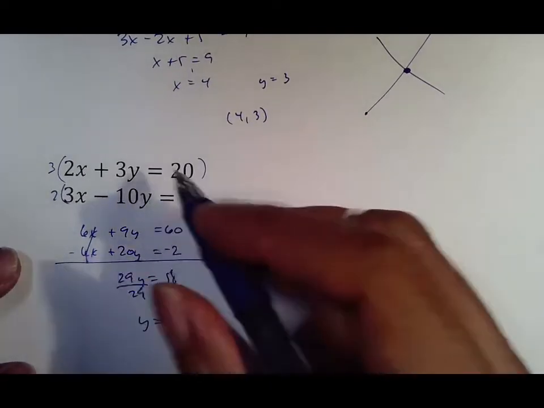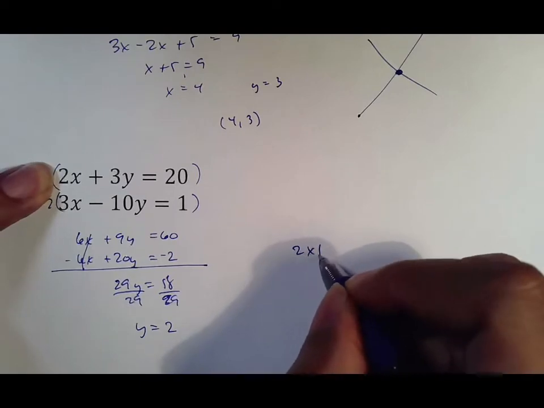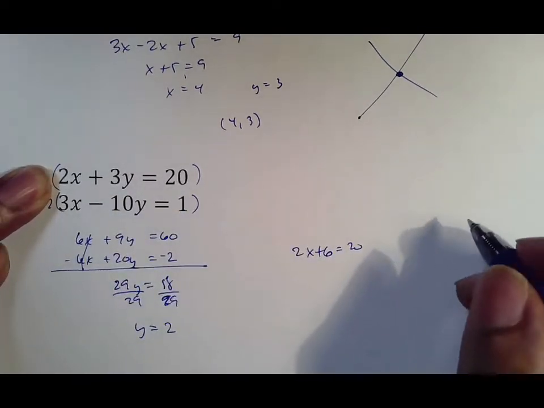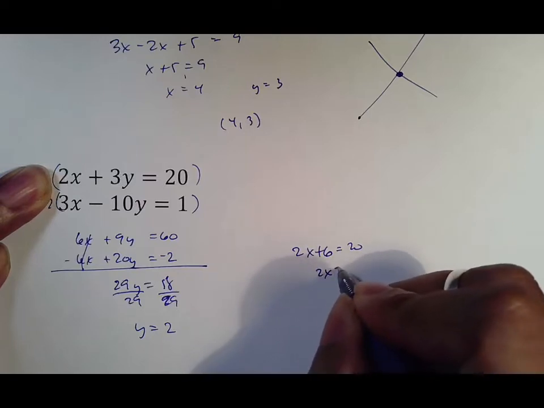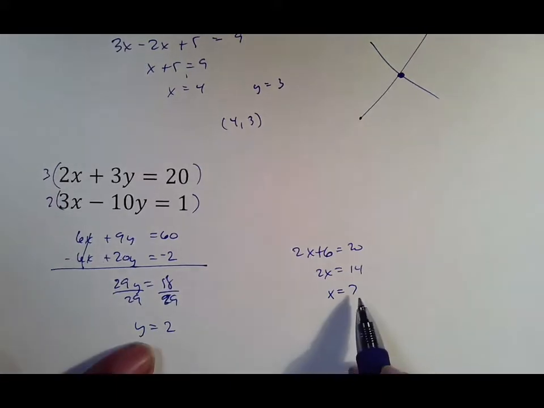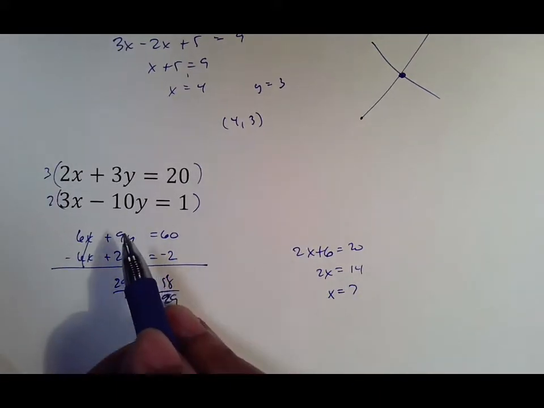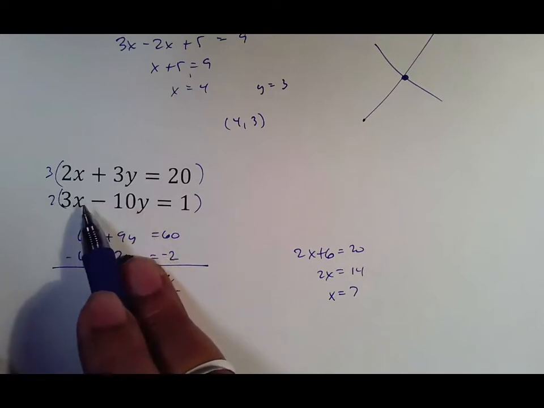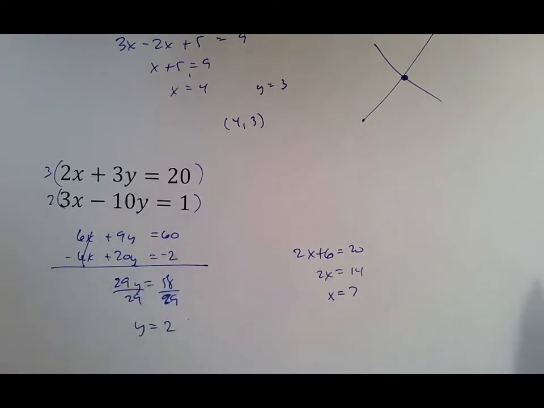Again, taking that 2 back up here, you end up with 2x plus 6 equals 20. Again, if y is 2, that's what you end up with. From there, you end up with 2x equals 14, which means in the end that x is 7. And just to do a real quick check, if x was 7, that would be 21. If y is 2, that would be 20. 21 minus 20 is 1, and so we know that we got it right.